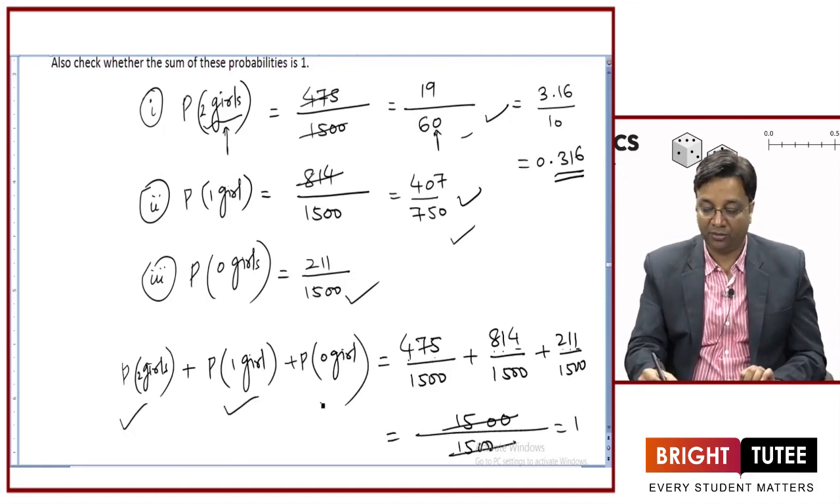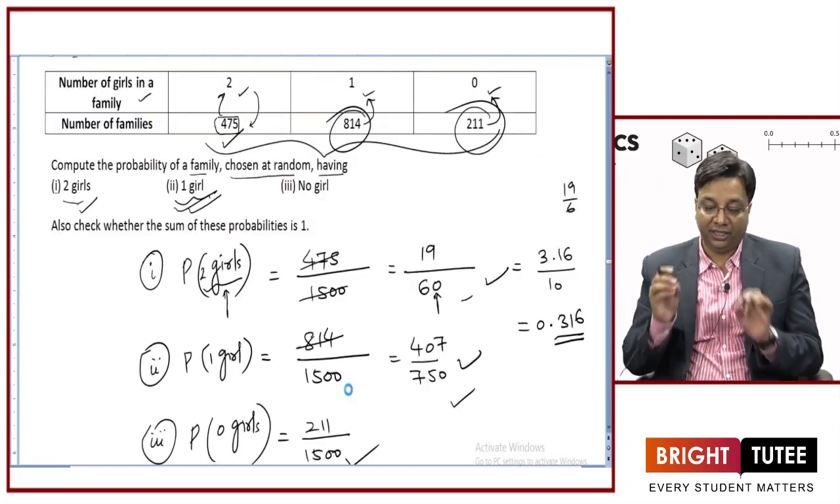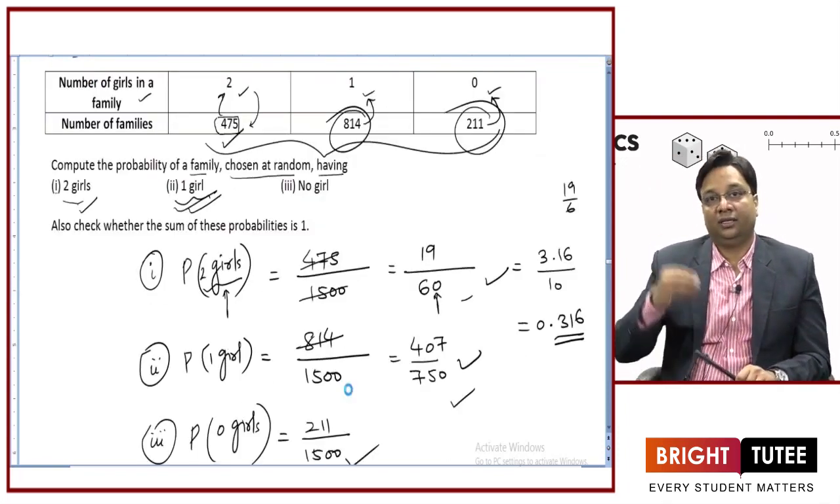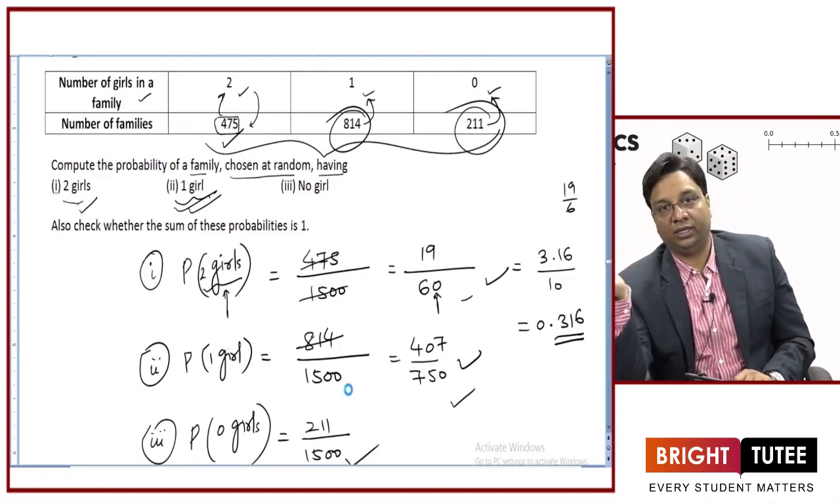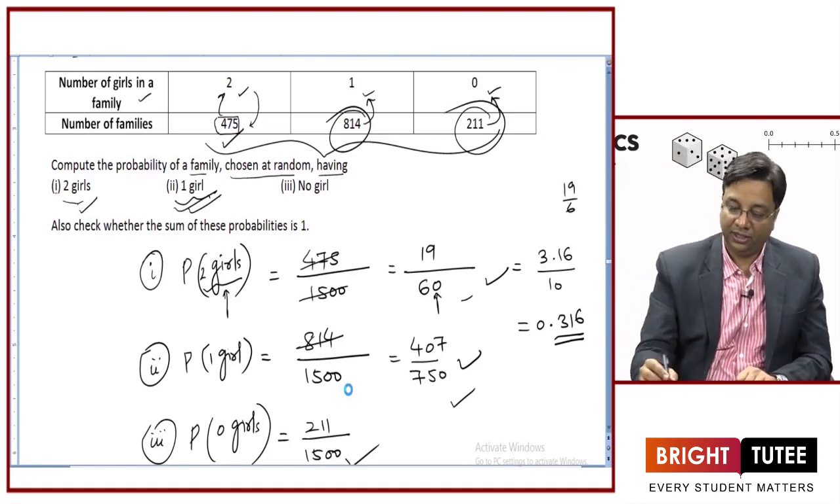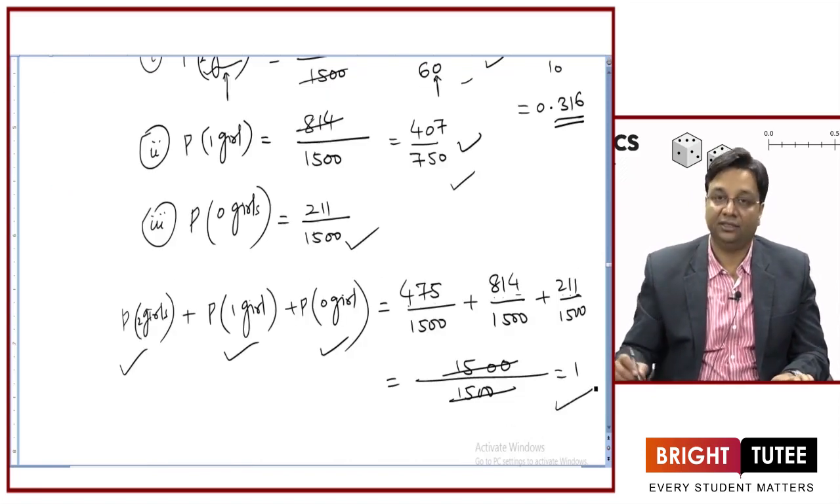The sum of these probabilities is equal to 1. So this means out of these 1500 families, the families will either have 2 girls or 1 girl or no girl, right? There cannot be any other case, like a family cannot have 3 girls, right? So yes, the sum of their probabilities is equal to 1.